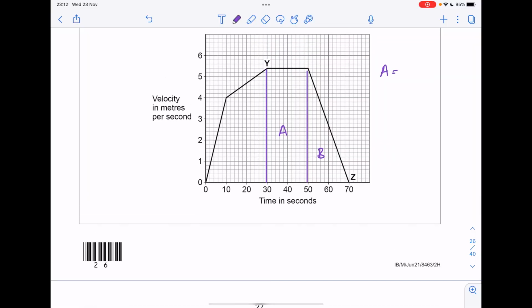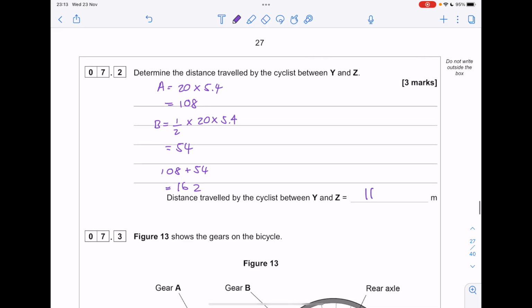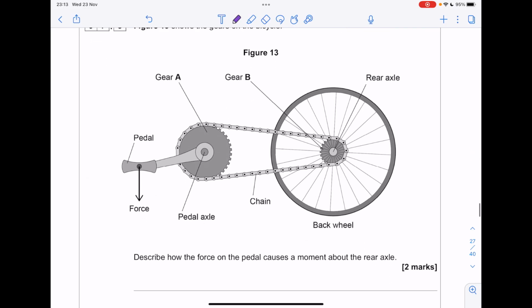So area A is 20 times 5.4, which is 108. Area B is a triangle, so we do half times 20 times 5.4 to get 54. Add those 2 numbers together to get the total distance. So it's 162 meters.